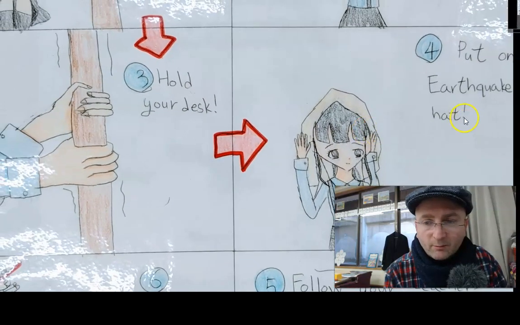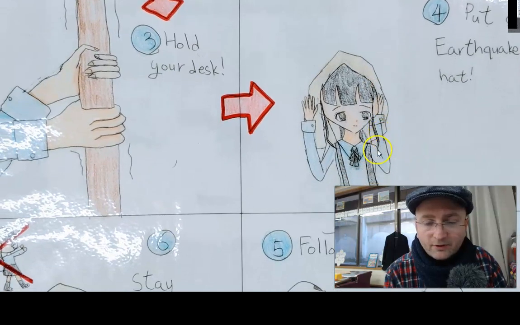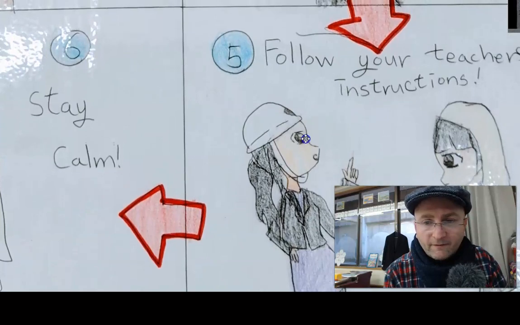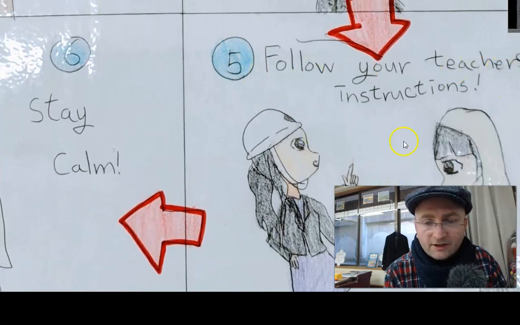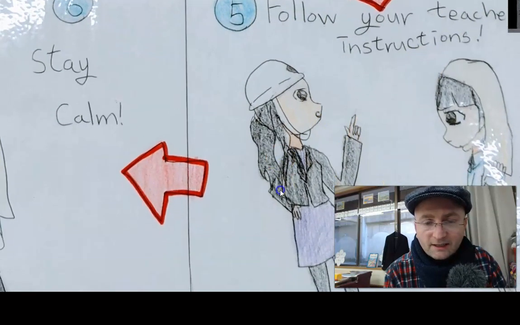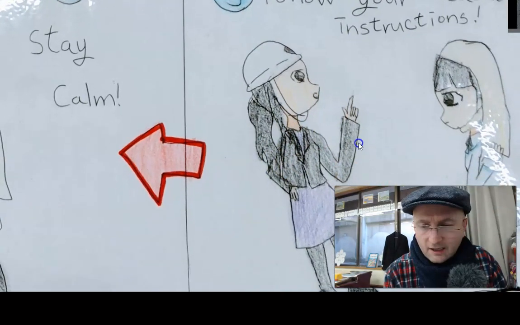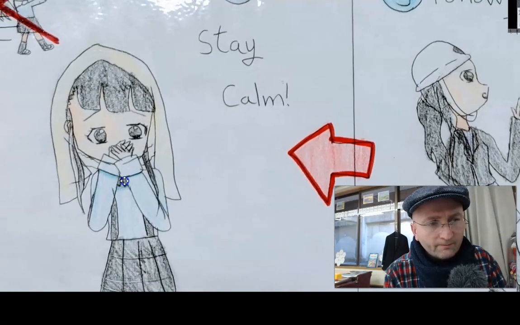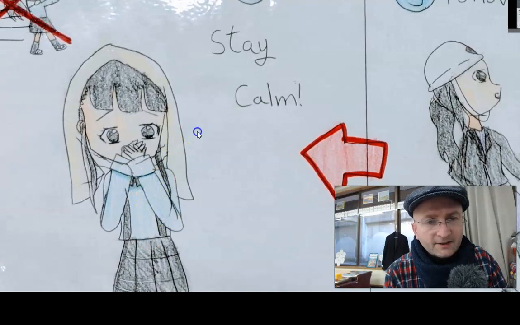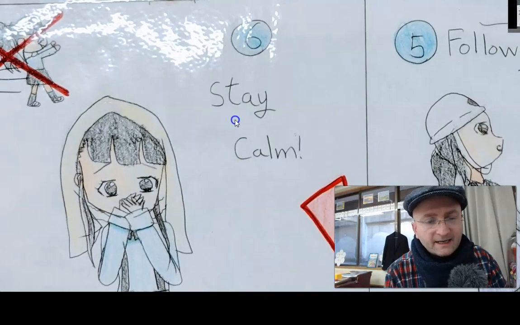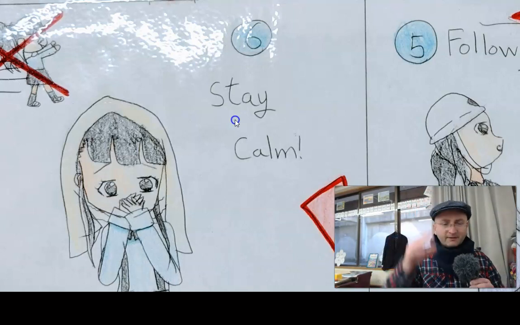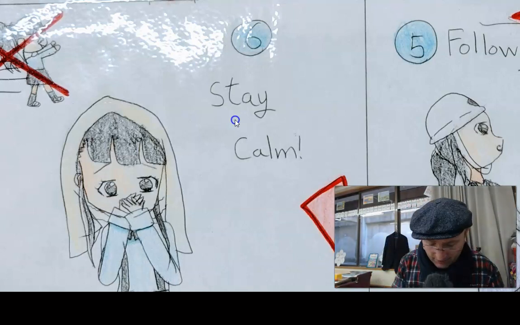Number four, put on an earthquake hat. Number five, follow your teacher's instructions. There's the teacher with the white hat, and there's the student. I like this one because the student is in the TKS uniform. And six, stay calm. Calm means not panic. Don't panic. Be relaxed as you leave the building.